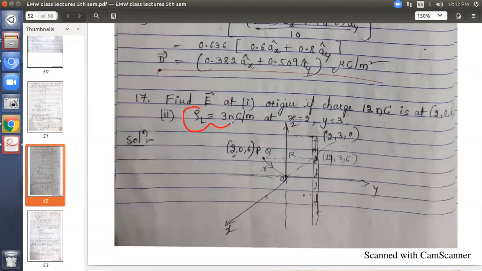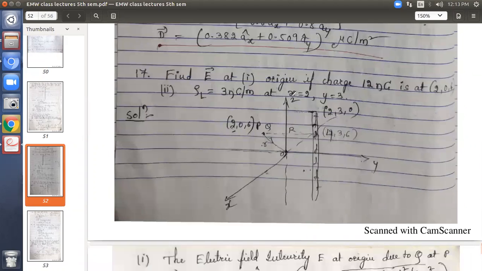Second session, the second sub question is Royal. Linear charge density is given to you. It is 3 nanocoulomb, and the position is given, how the line looks, where the line lies. X equal to 2, y equal to 3. Z direction is not there, so you don't have to count Z. 2 and 3.